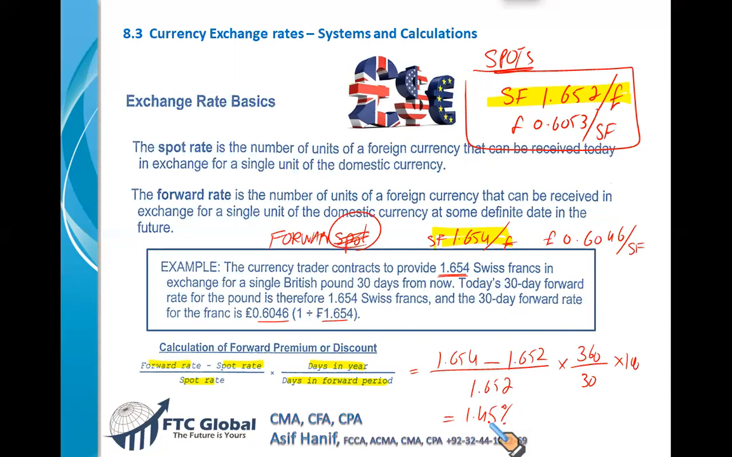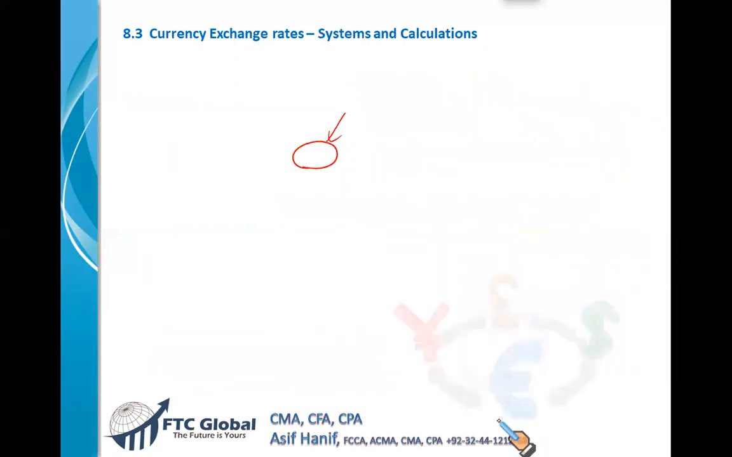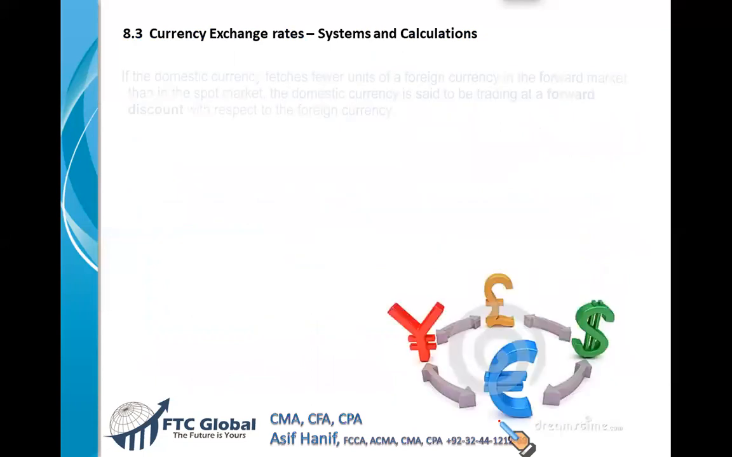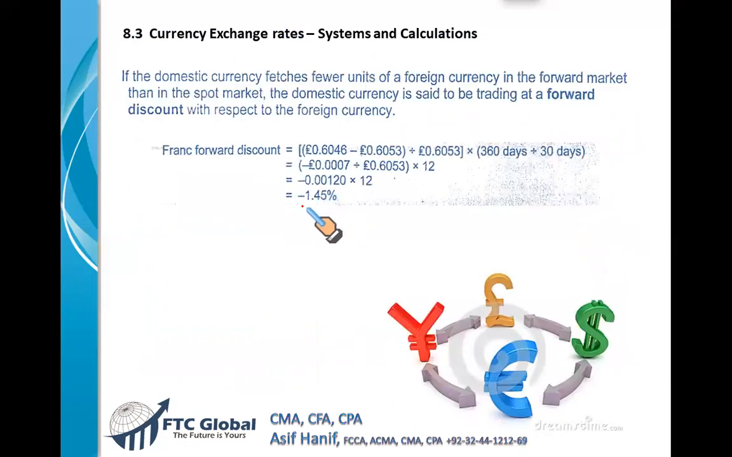1.45%. That means that pound is trading at 1.45% premium against Swiss francs. If you do the complete reverse calculation, where you take these numbers, 0.6053 per Swiss francs and this one, you will get negative 1.45. He has calculated in the next slide, taking the reverse rates, you get negative 1.45. Now, which means that if pound is trading at 1.45% forward premium, that means Swiss francs is trading at 1.45% forward discount. Negative means the currency is losing its value, and positive means the pound is gaining strength. We'll do a few questions that will explain.